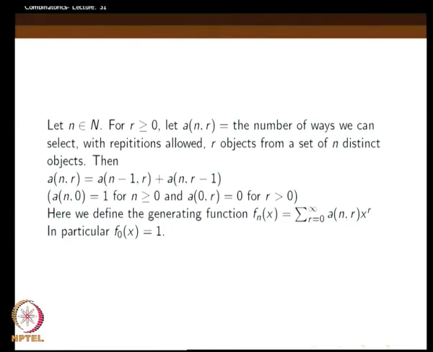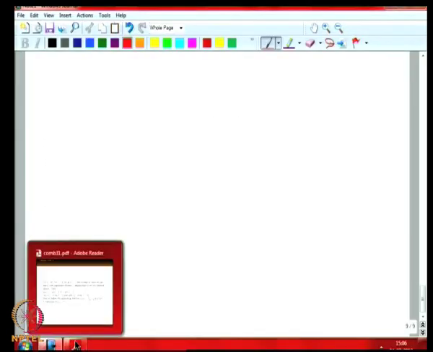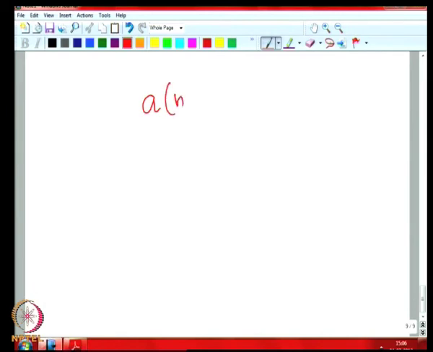But to use generating functions, the way we were studying them as a tool to solve recurrence relations, we would first have to come up with a recurrence relation for this A of n comma r. So, let us think about it. Again, A of n comma r is the number of ways to select r things from n different objects, but repetitions are allowed, right. We have studied this in detail before.